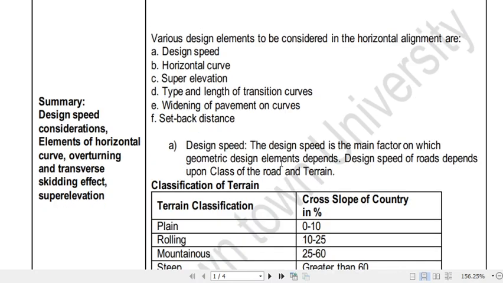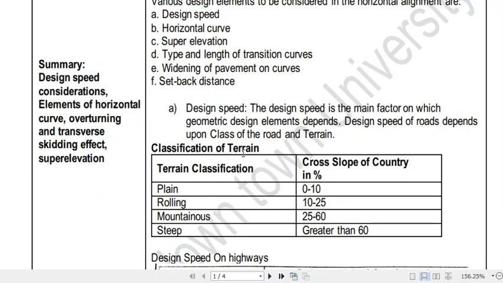Basically, design speed is the main factor on which geometric design elements depend. This is the main factor depending on which different horizontal alignment components are designed. That's why this is called design speed. Now, design speed of roads depends upon the class of the road and terrain.